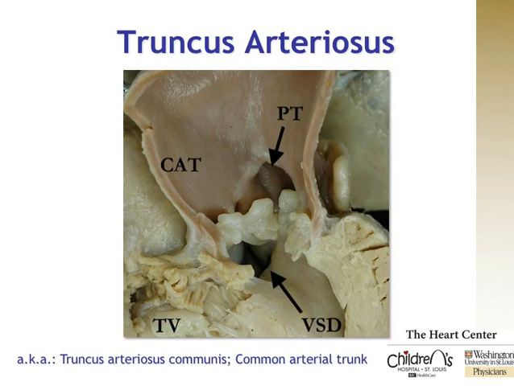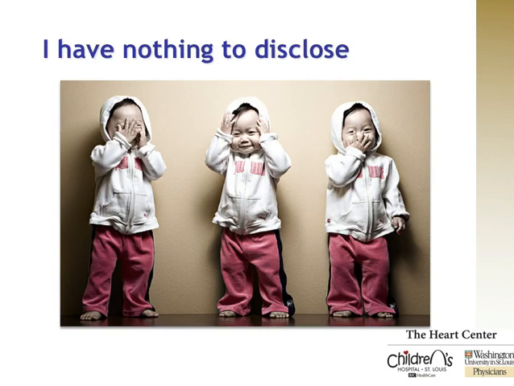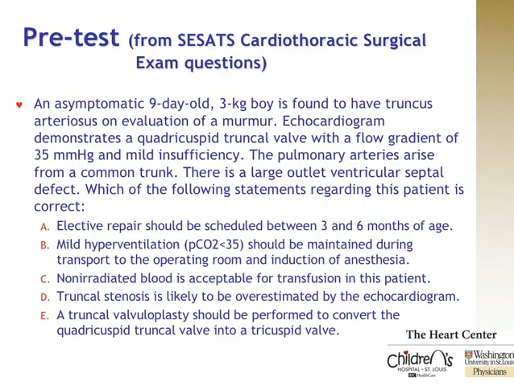Today we're going to talk about Truncus arteriosus, otherwise known as Truncus arteriosus communis or common arterial trunk. First, let's start with a pretest. This is a question from the CSAT's cardiothoracic surgical exam.